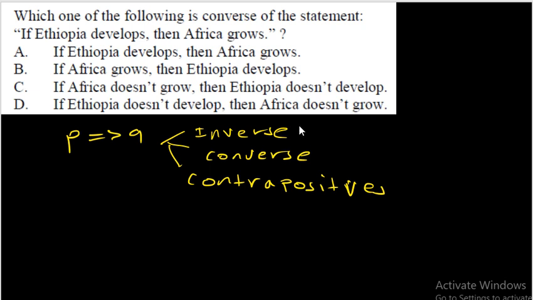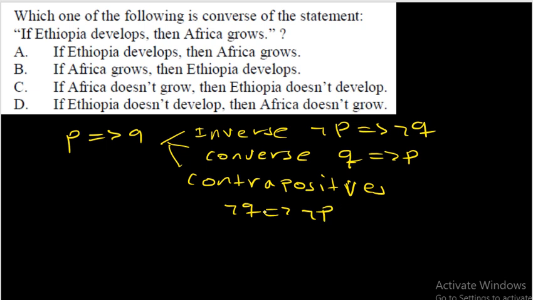So what to do to get the inverse? Negate both. Negation of P implies negation of Q. This is the inverse. But the converse will be switching the places of P and Q: Q implies P. And the contrapositive is switch the places and negate both: negation of Q implies negation of P.